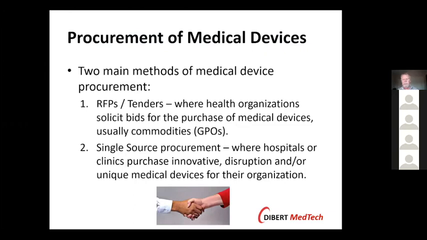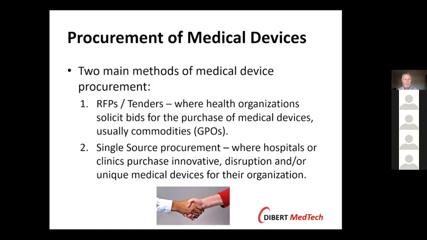So procurement of devices. So buying medical devices. There are 2 primary methods by which a device is purchased. The first is through a request for proposal or tender. It's where health organizations solicit bids for the purchase of medical devices. These devices are usually commodities.